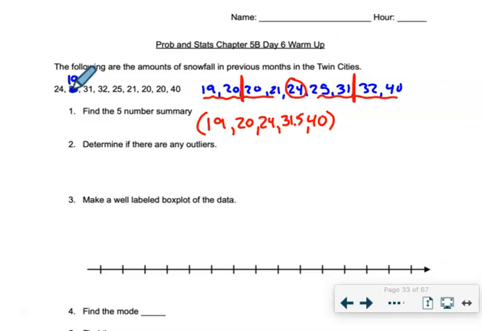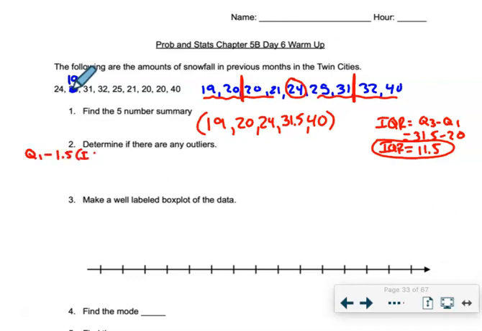Then it says determine if there are any outliers. To check if there's outliers, what we need to do is get the IQR. The IQR is Q3 minus Q1, which is 31.5 minus 20, which is 11.5. So that's my IQR, and that'll be an answer a little bit farther down the page, so you can go put that down there if you want right now. To determine if there's any outliers, we need to do Q1 minus 1.5 IQR. That'll check for low outliers, and we also need to do Q3 plus 1.5 IQR.